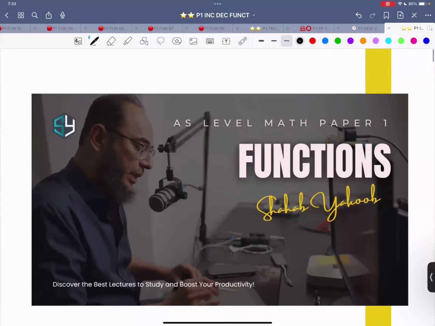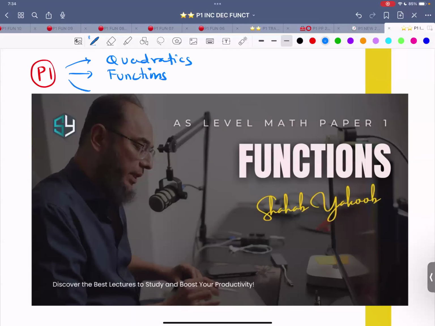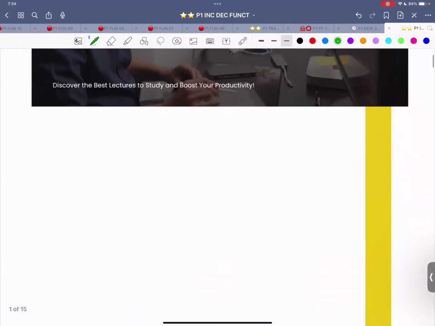We are starting with the concept of P1, and this concept is related to three topics: quadratics, functions, and differentiation. The name of this topic is increasing, decreasing functions. So let's get started with the basic idea, and then we can get right to the past paper questions.